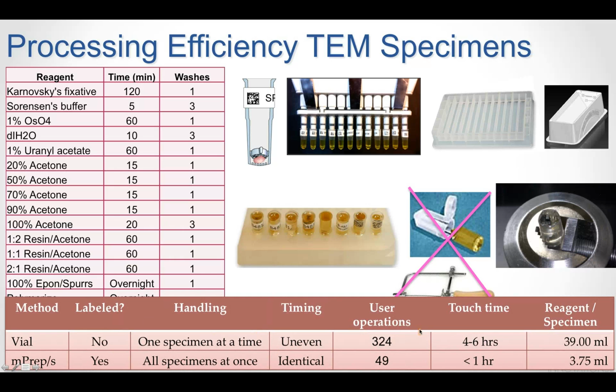The number of user operations, the times that a technician was picking up a pipette in order to make a reagent exchange in and out of an individual vial in the case of vial processing, or all the specimens at once using mPrep processing. As you can see, the number of user operations dropped by nearly an order of magnitude. The touch time, the time that the technician is actually handling the samples, drops by several hours, and the reagent per specimen, as we discussed, drops by about an order of magnitude.